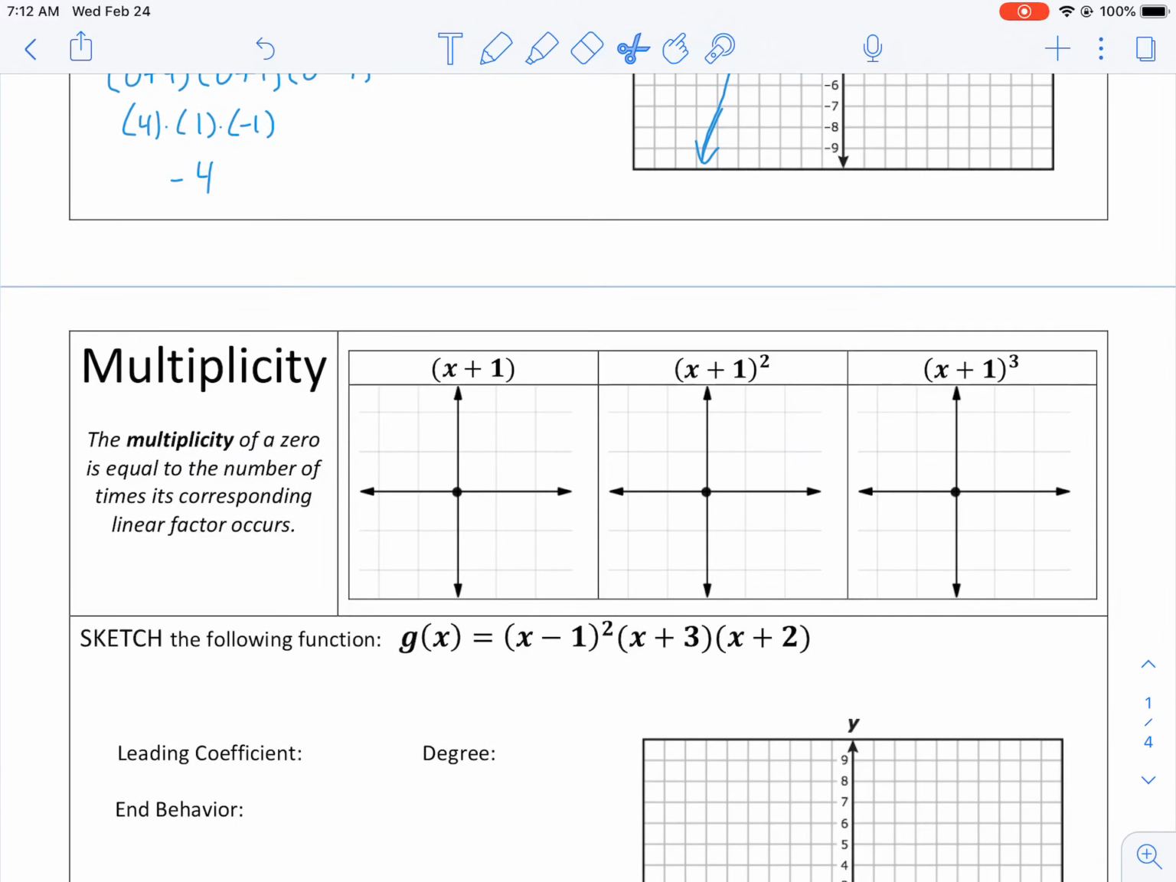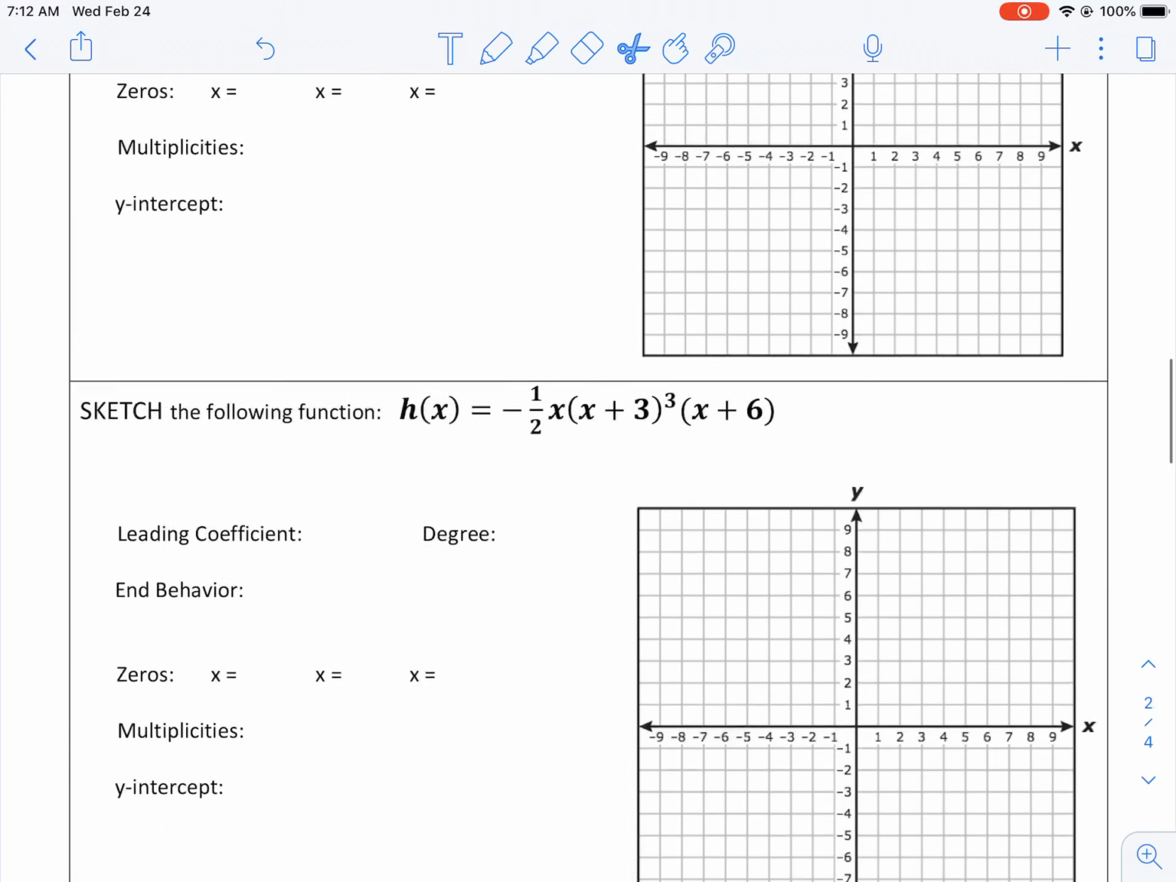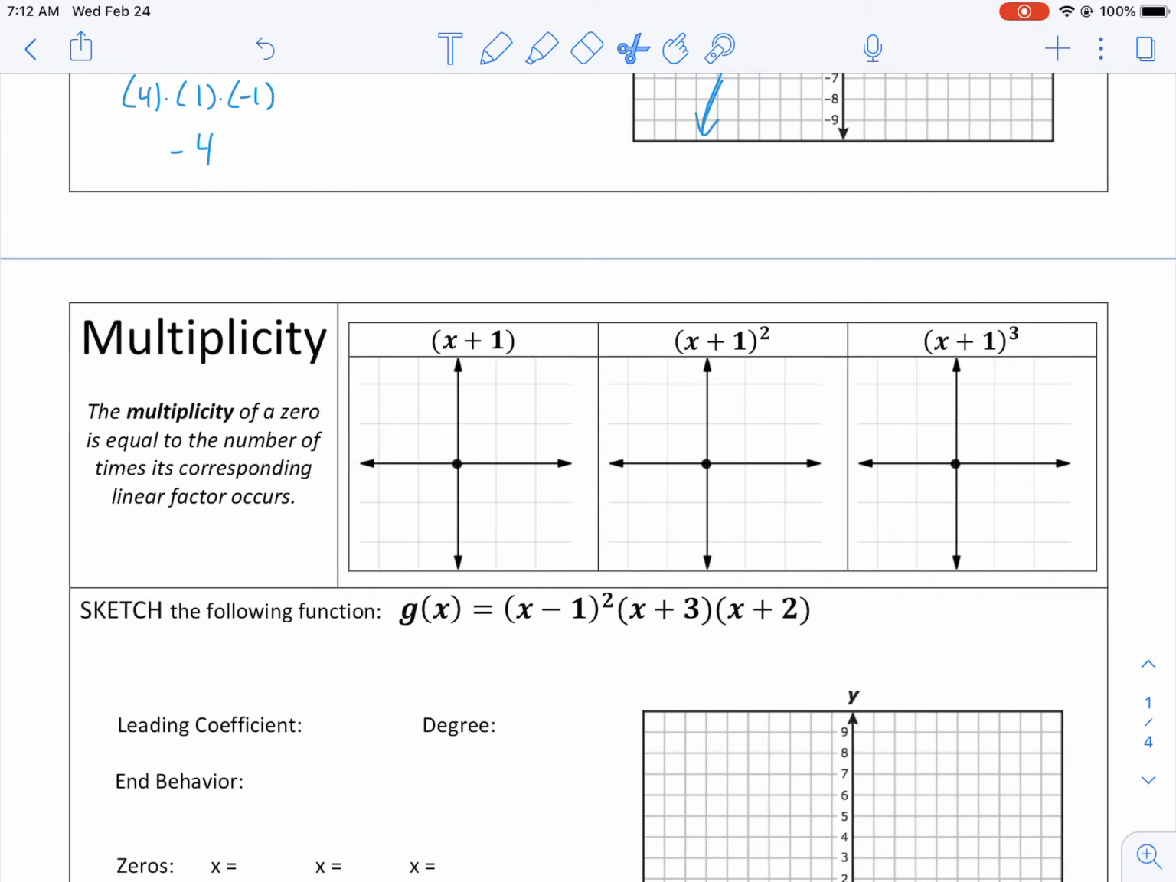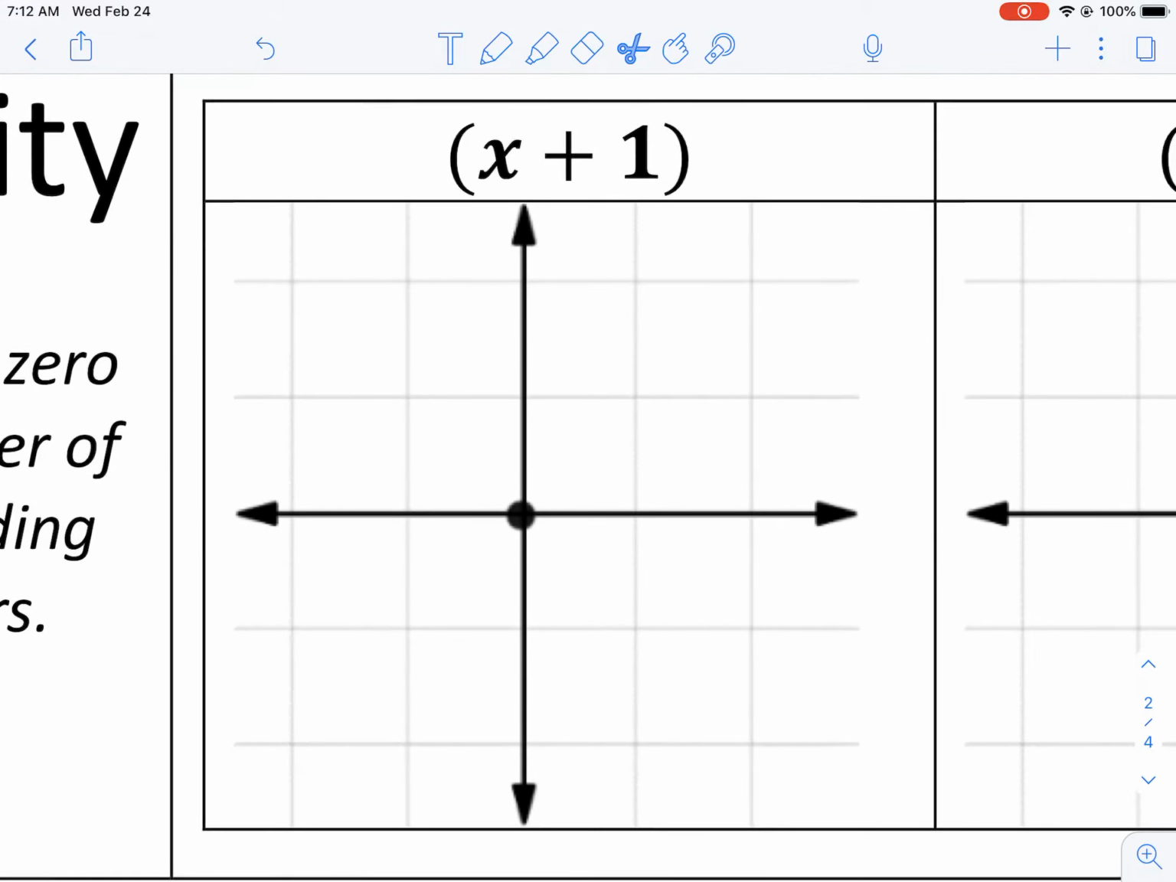So the last new thing that we're going to talk about, and then we're going to finish with 2 more examples, is multiplicity, all right? So multiplicity means how often the zero occurs. So this is a regular zero, right? This is what we just talked about last time. This would be a zero at -1. So you know your line is going through -1.